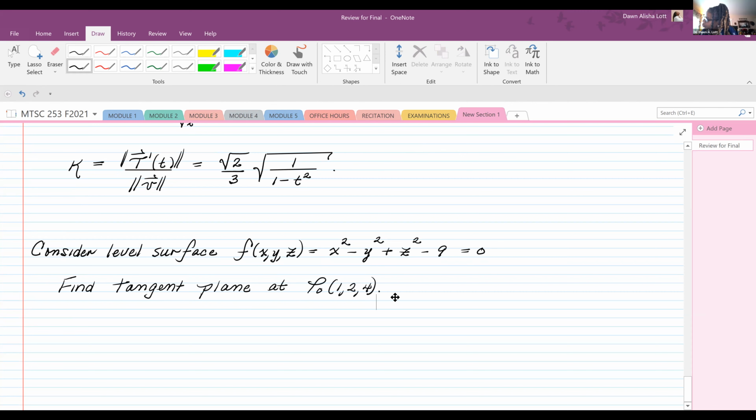You need to find a normal line. You got to do that on the final. Was that on one of the tests or no? What? A normal line. Okay. All right, so how do you find the tangent plane? Don't you take the gradient?